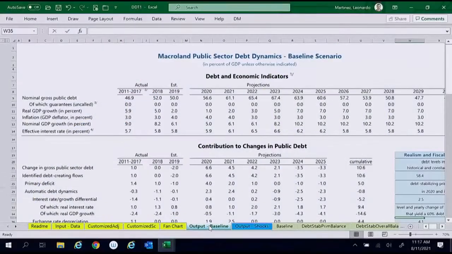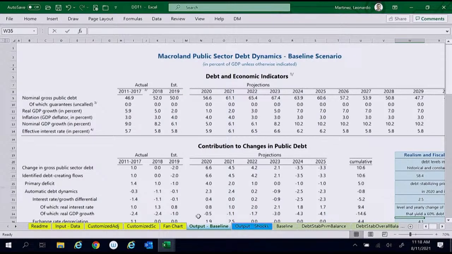The Ministry of Finance of Macroland asked us to analyze the contributors to the projected increase in the public debt ratio of the country between 2019 and 2025. To that end, we will use our Macroland DDT file, DDT1. We know that the output baseline worksheet presents the baseline debt projections.